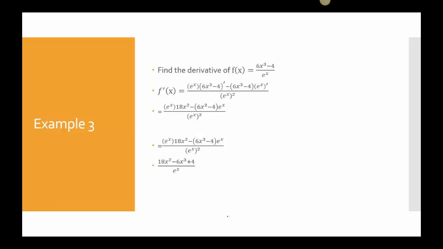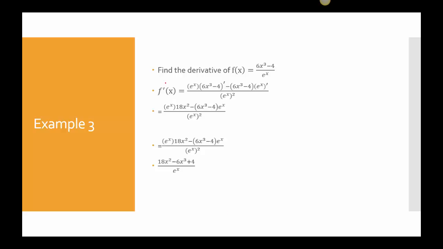Let's bring e into our quotient. So this one says 6x cubed minus 4 divided by e to the x. All right, so again, start low. So e to the x, d high, 6x cubed minus 4. Take that derivative, and then minus high, 6x cubed minus 4, and then d low, derivative of e to the x, and then low on the bottom.